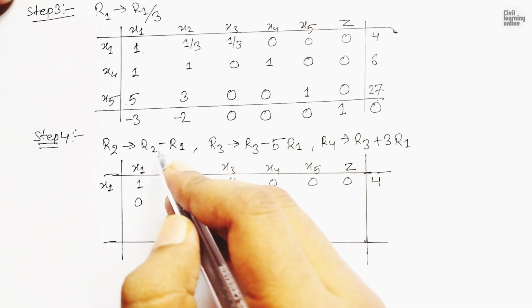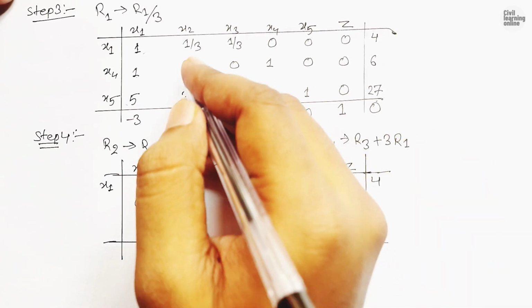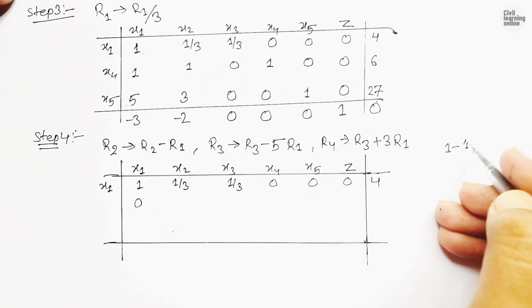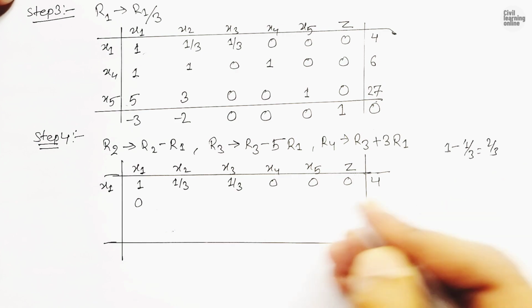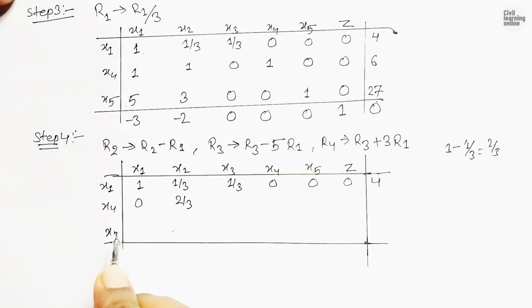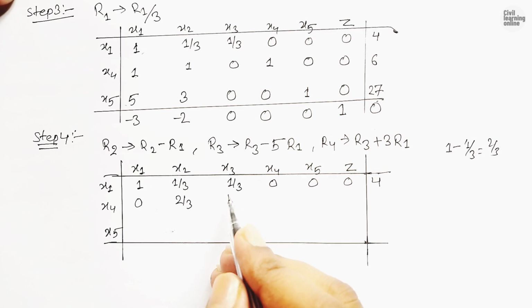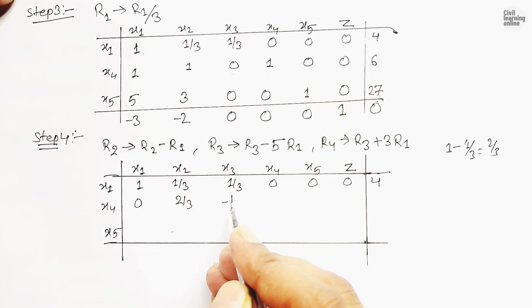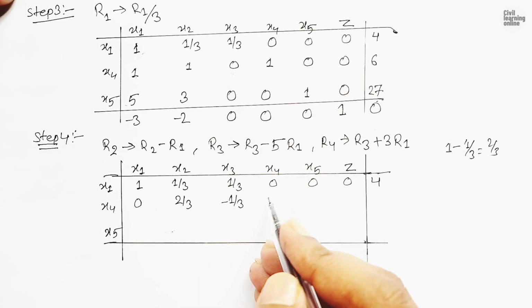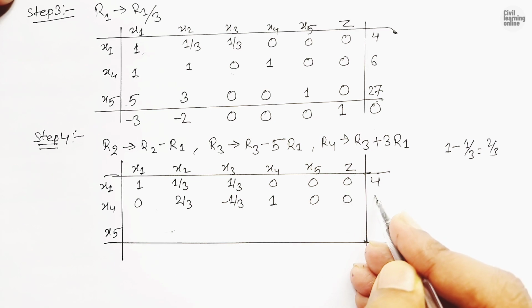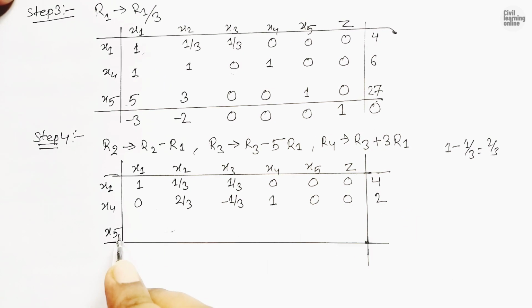Here we have R2, I am using this portion as rough. So 1 minus R1 is 1 by 3. So we will have here 2 by 3, write it here, and here it is going to be as it is x4, x5, and proceed with the formation of R2. So 0 minus 1 by 3 is going to be minus 1 by 3, and here 1 minus 0 is going to be 1, 0 minus 0, 0 minus 0, 6 minus 4 is going to be 2. And now time for R3.